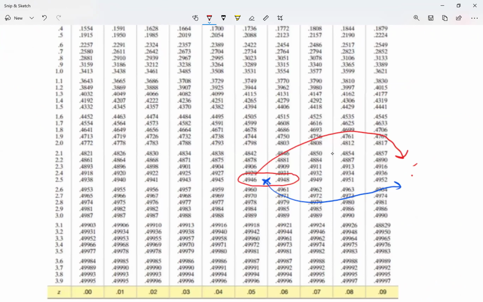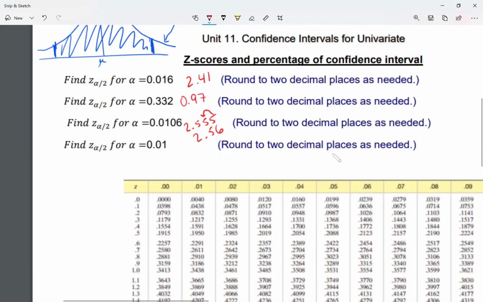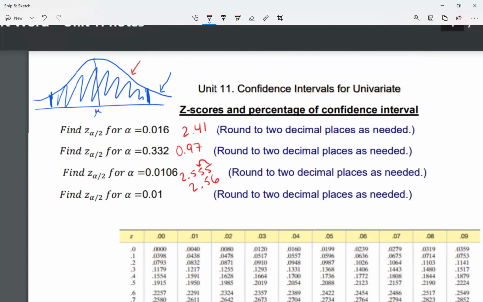Now let me erase this. I'm going to work my last example on the top of our notes. Okay, so now my value here is 0.01. Let me divide that by 2. Some of you right now might still be wondering, why did we divide this by 2? You see how there's an area on the left and an area on the right? So that's why I divided by 2. Now 0.01 divided by 2 is 0.005.